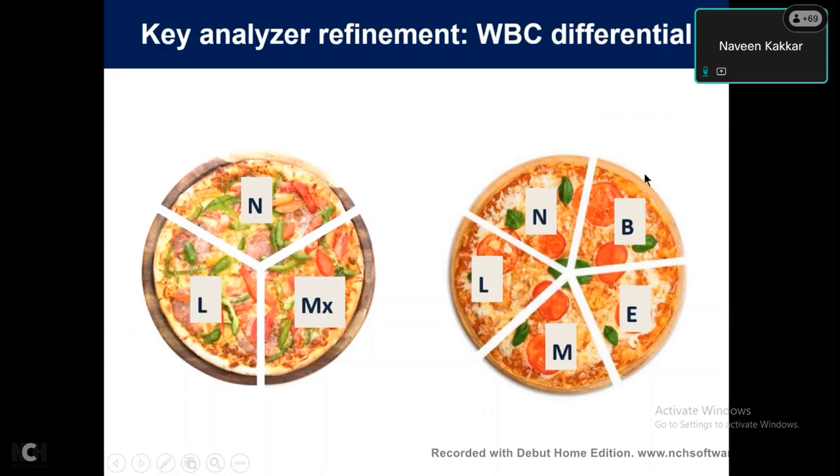A typical five-part gives you neutrophils, lymphocytes, monocytes, eosinophils, and basophils fairly accurately. So you can depend on a five-part for most differentials unless abnormal populations are seen.